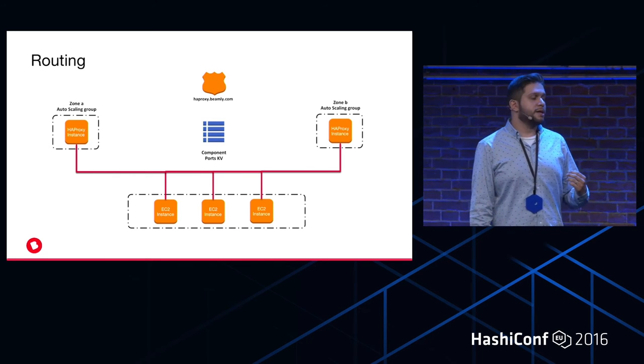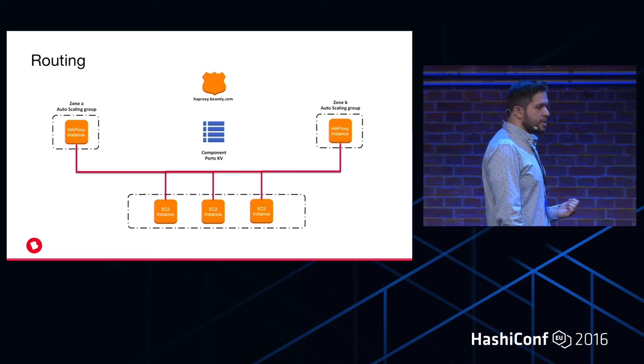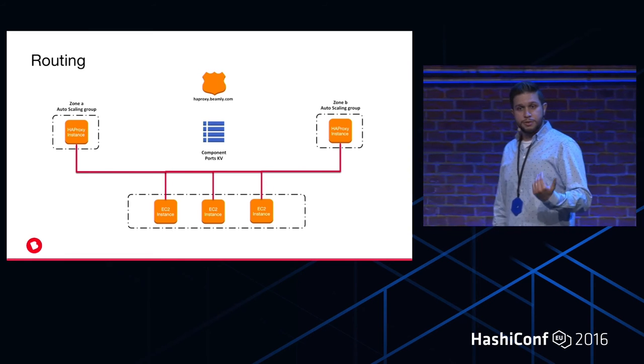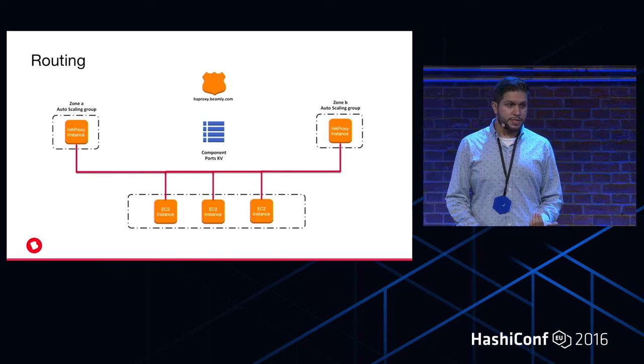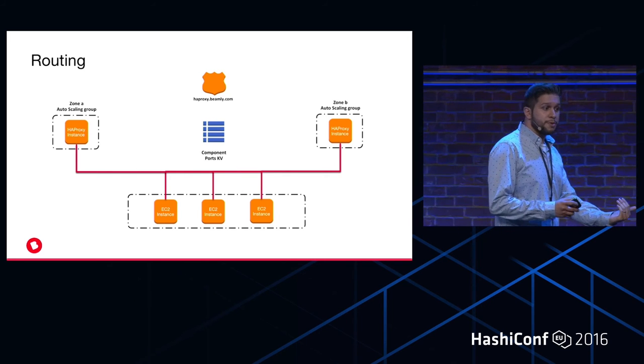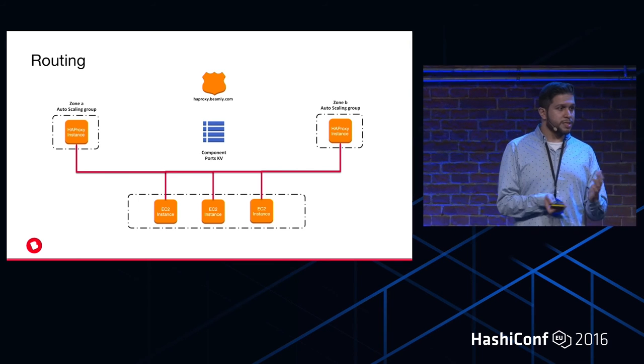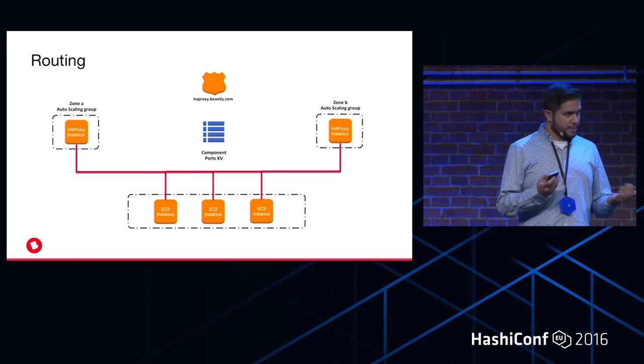But in a Consul-enabled world, we no longer have that problem, because everything is registered in Consul, and we use service discovery. So when a new instance rolls out, Consul automatically discovers it and regenerates a list of backends. So that's how we do things.